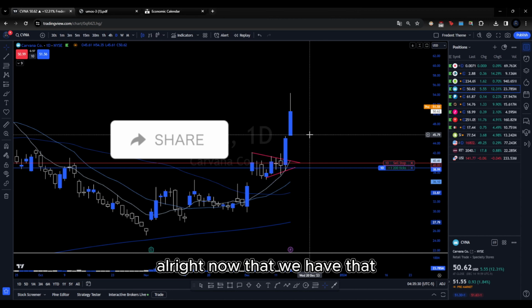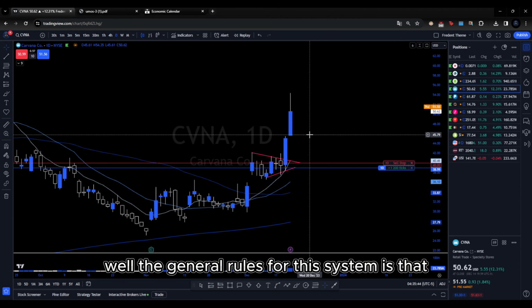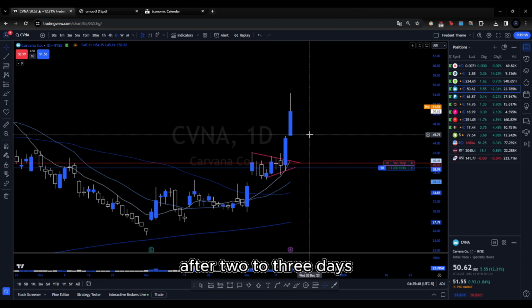Alright, now that we have that in place, I want to talk about profit taking, because how do I let these stocks run? How do I not take profits too soon? How do I secure my profits as well? So the general rule for this system is that after 2 to 3 days, you are going to take off 2/3 or 1/3 of your position.